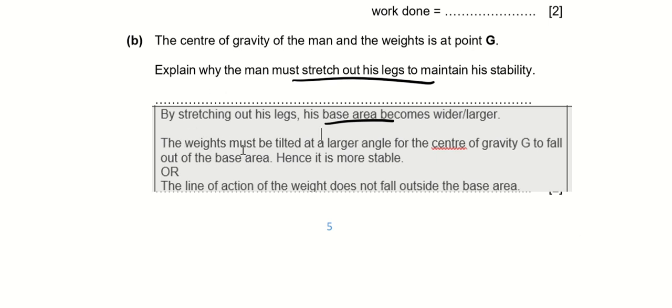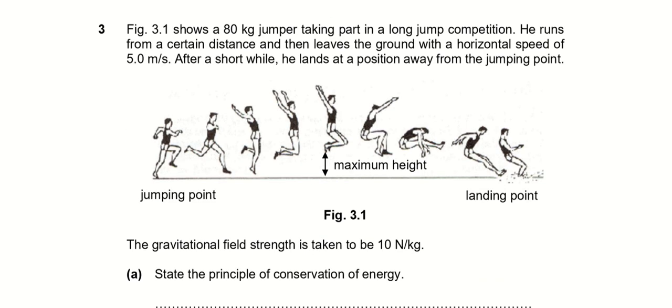we still need to explain the weights must be tilted at a larger angle for the center of gravity to fall out of the base area. Therefore, it is more stable. Or the line of action of the weight does not fall outside the base area. Okay, so when that happens, there is no moment, so he can be more stable.